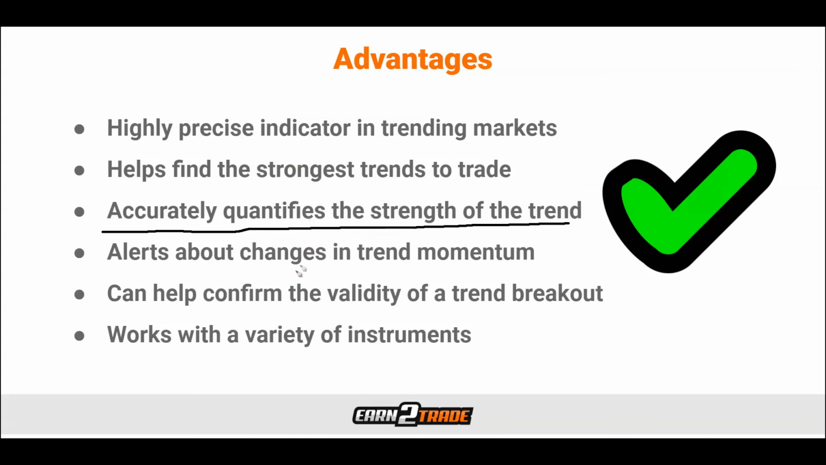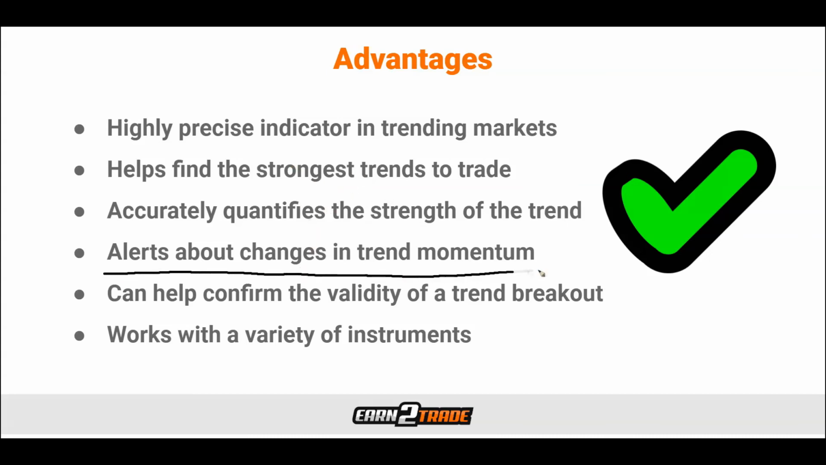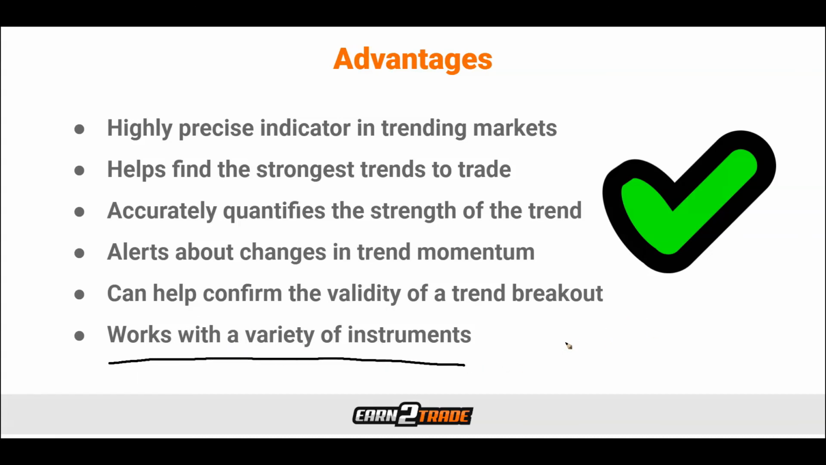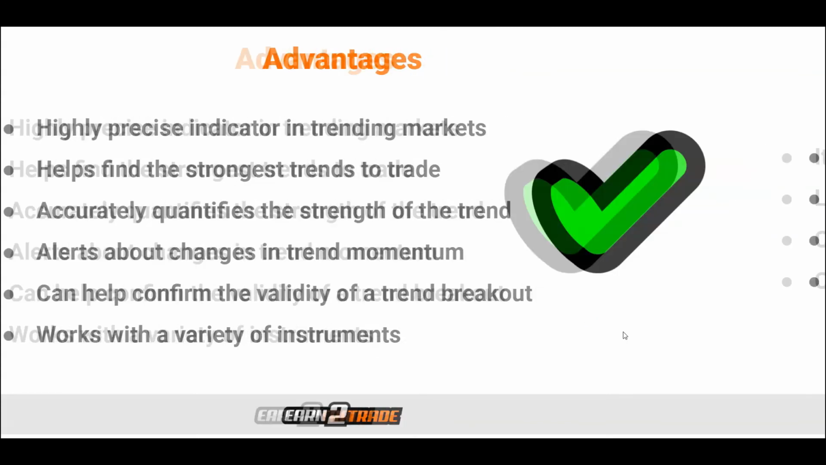Also, it accurately quantifies the strength of the trend, which is helping us find the strongest trends. It's all quite synonymous here, but it also alerts about changes in that trend momentum, which is important because this can foreshadow those reversals in the market. Then, it can also help confirm the validity of a trend breakout. It can confirm the validity by letting us know how strong the particular move is. And it does work with a variety of instruments. The ADX is a very simple indicator with very solid reads that it's outputting that are hard to confuse, and as such, it does couple well with other indicators.